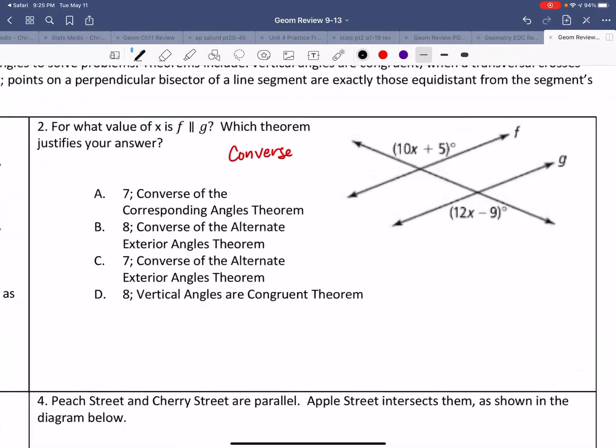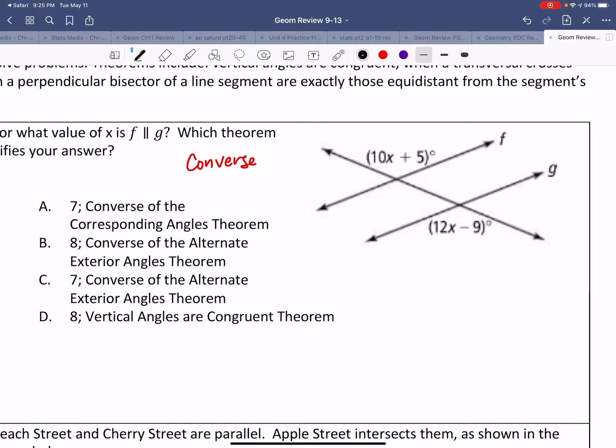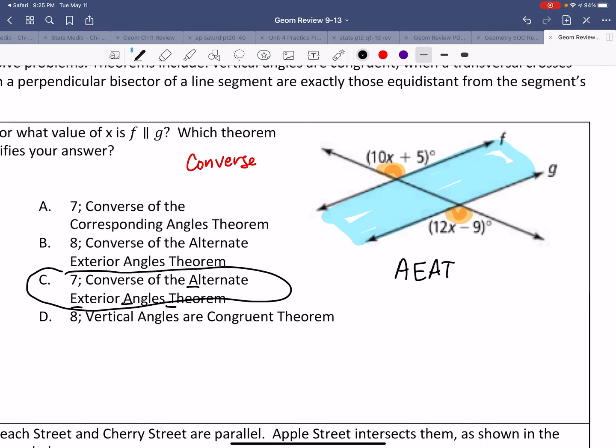Question number 2. I'm looking for a converse, and I need to find which of these angle relationships. So if this is my road, right, this is my interior stuff, these angles are on opposite sides, and they're out of the parallel lines. So they're alternate, they're exterior, and that's the alternate exterior angle theorem. So alternate exterior angle theorem, and its converse. Yay!